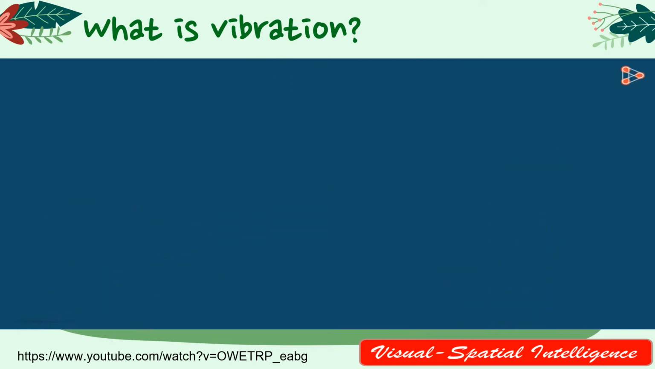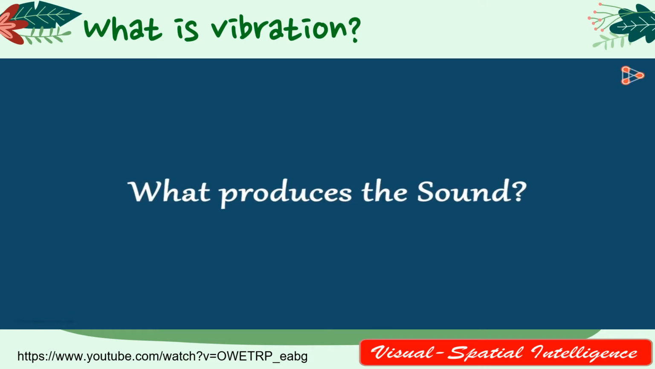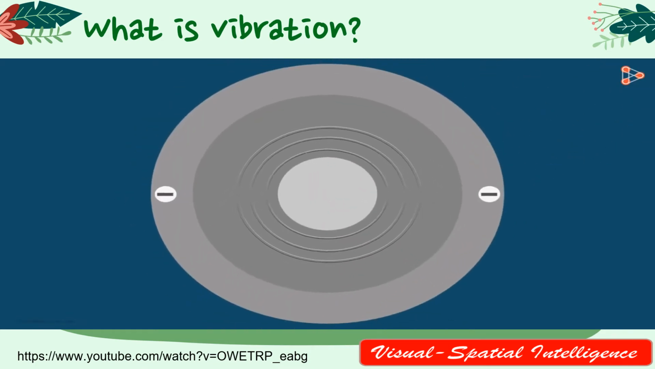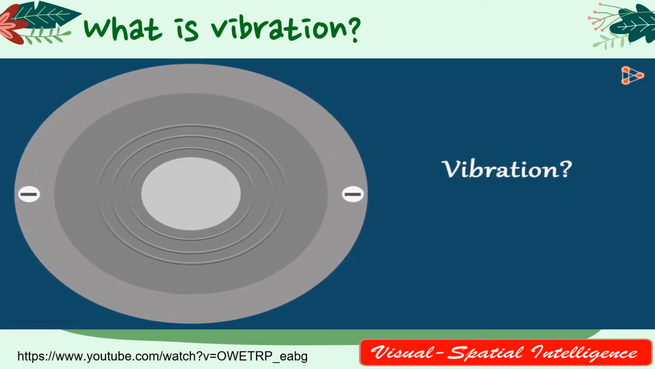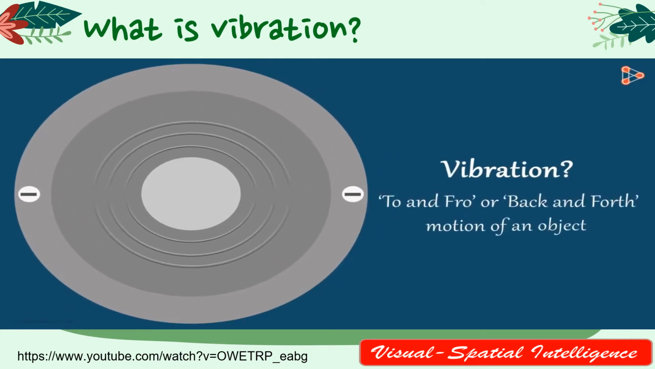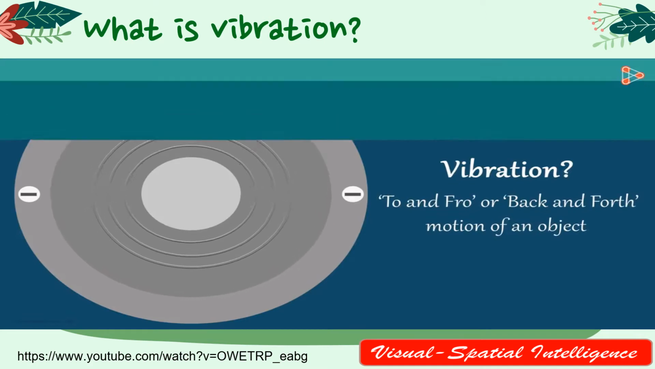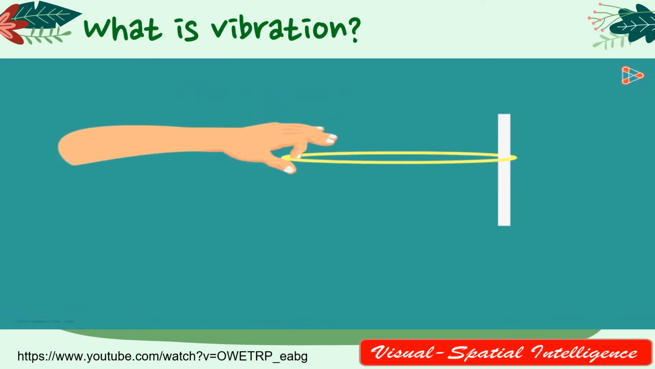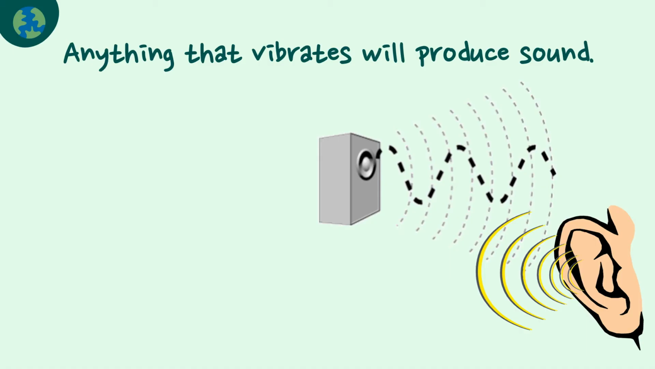Have you ever thought about what actually produces sound? To answer this question, first we need to understand vibration. What is vibration? It is the to and fro or back and forth motion of an object. For example, if we stretch this rubber band with one hand and pluck it in the middle, it starts to move back and forth. In short, it starts to vibrate. It is this vibration that produces the sound. So basically, anything that vibrates will produce sound.